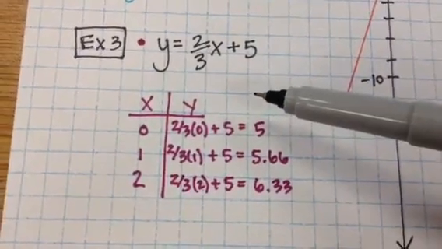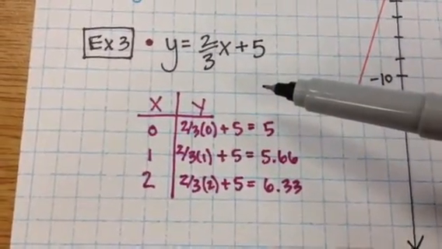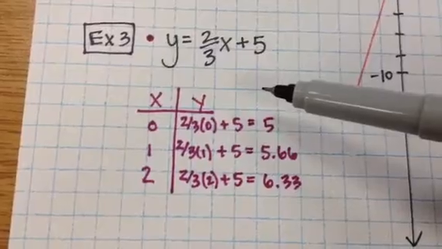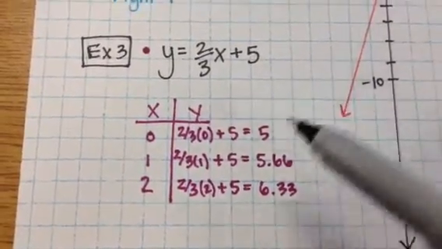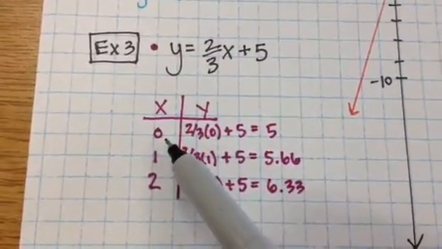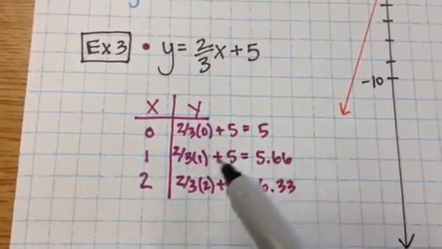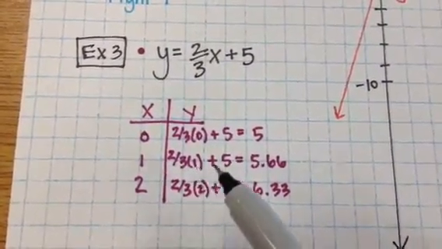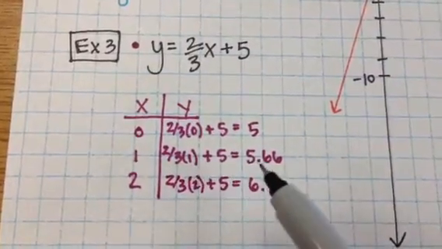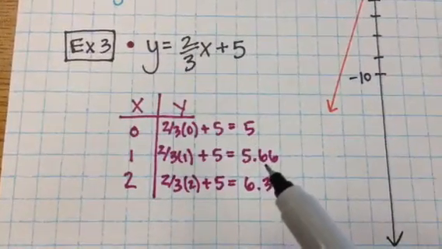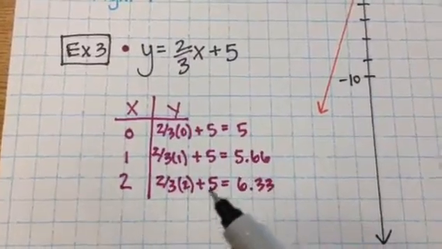This actually goes for any type of graphing. Whenever you're graphing, if you're not sure what it's going to look like, just make an xy table. To do that, if I plug in 0 for x, 2/3 times 0 plus 5 is 5. 2/3 times 1 plus 5, you can do that in your head or on your calculator. You get 5.66 or 5 2/3.